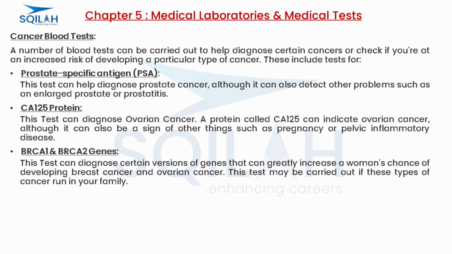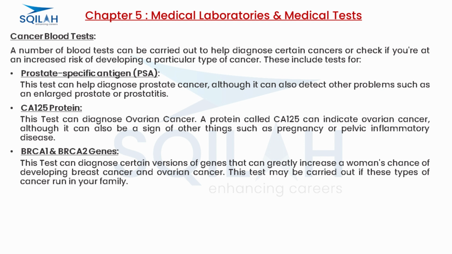Cancer blood tests. A number of blood tests can be carried out to help diagnose certain cancers or check if you're at an increased risk of developing a particular type of cancer. These include tests for prostate-specific antigen, PSA. This test can help diagnose prostate cancer, although it can also detect other problems such as an enlarged prostate or prostatitis.